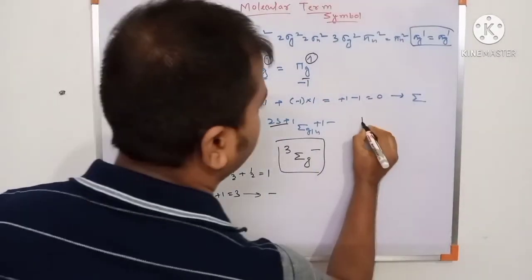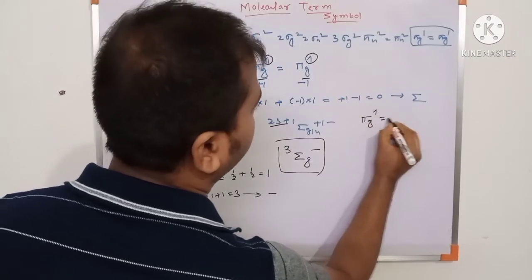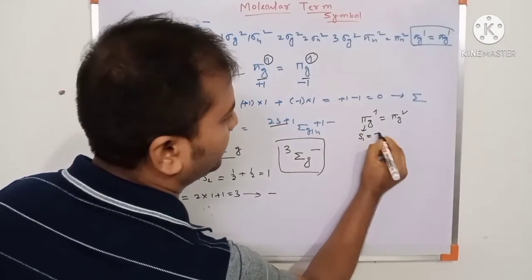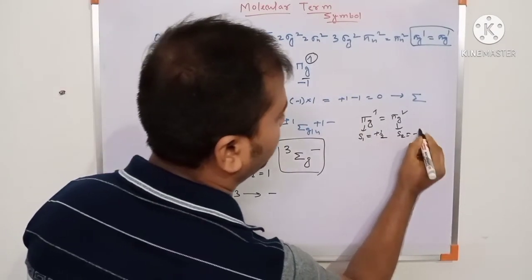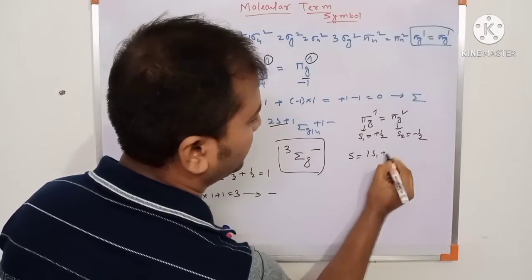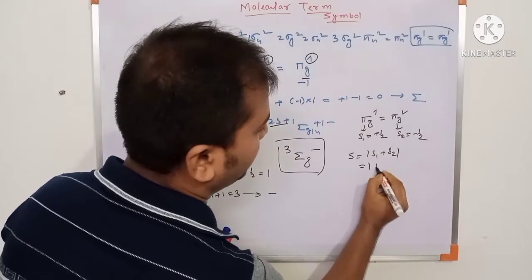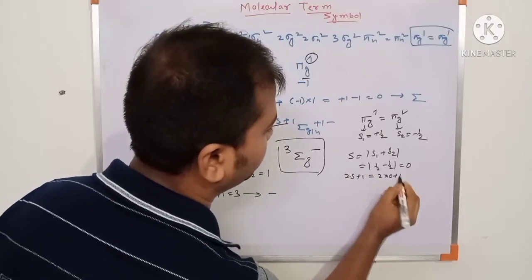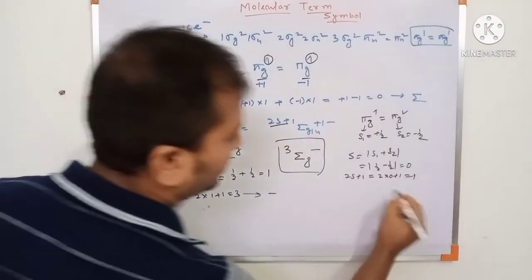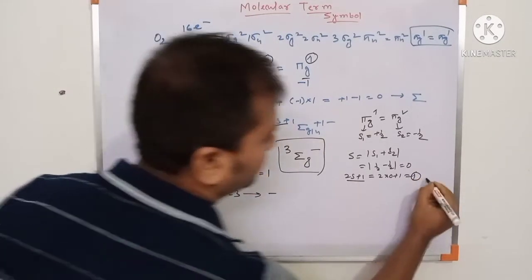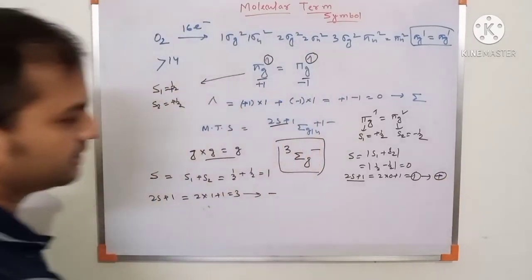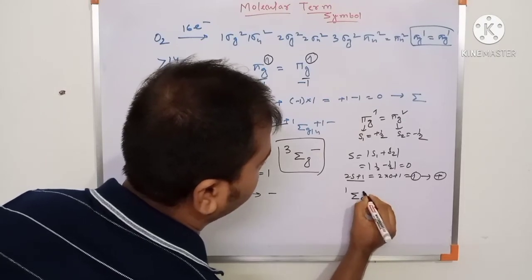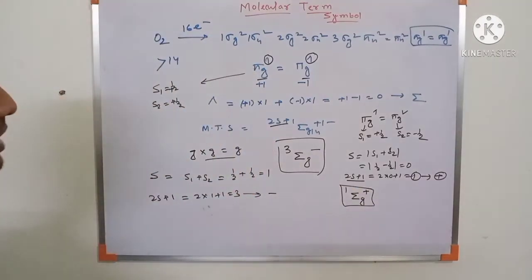Another, suppose pi g up spin and another pi g down spin. So S1 equal to plus half and another S2 equal to minus half. So S equal to S1 plus S2, so half minus half equal to 0. So 2S plus 1 equal to 2 into 0 plus 1 equal to 1. So we know 2S plus 1 value 1, so this indicates plus. So 1 sigma g plus is another molecular term symbol.